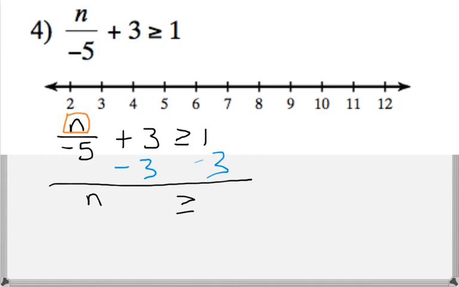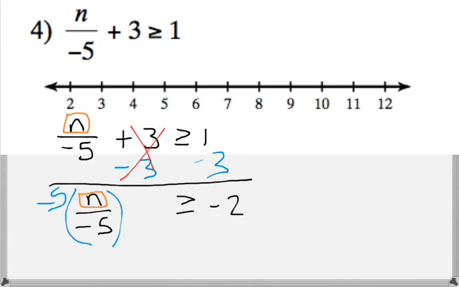So we have an n being divided by -5. Our 3 minus 3 gives us 0, so that cancels. And 1 minus 3 gives us a -2. Now we are still trying to get n by itself. Now what's preventing it from being by itself is that divide by -5. You undo division by multiplying, so we need to multiply both sides by -5.